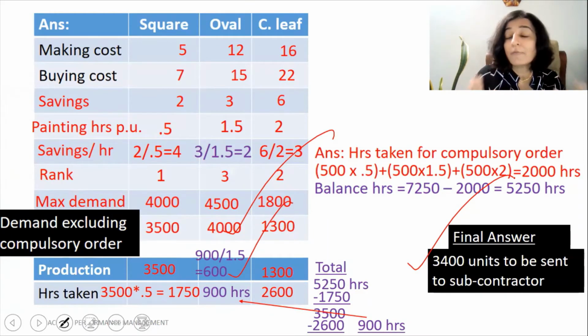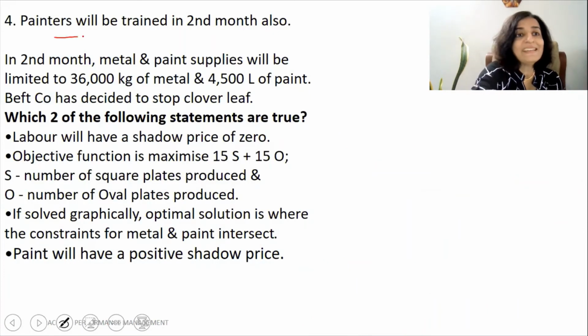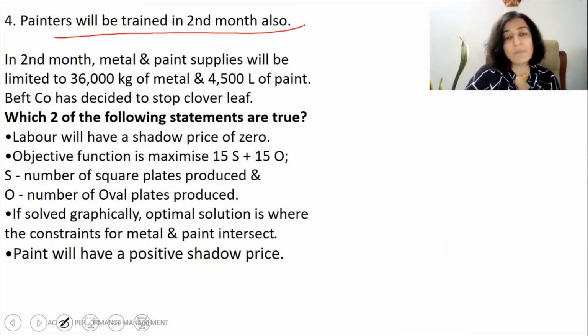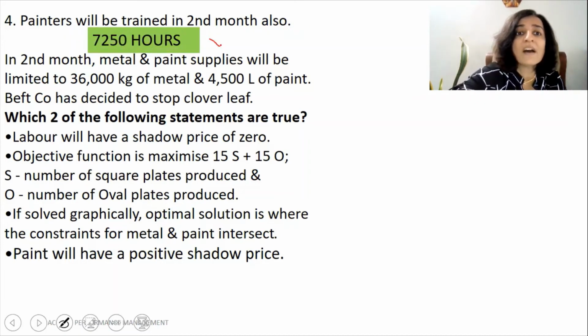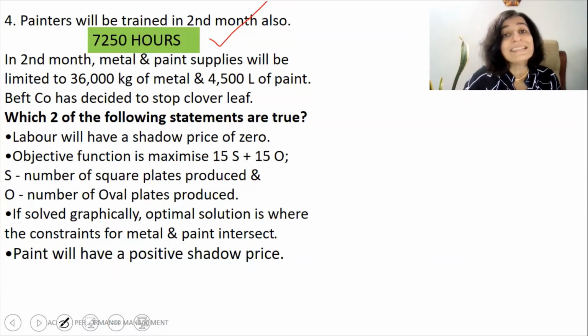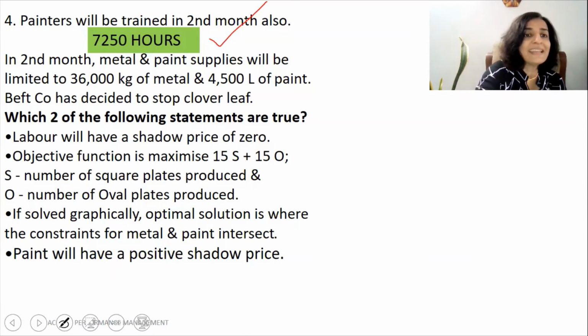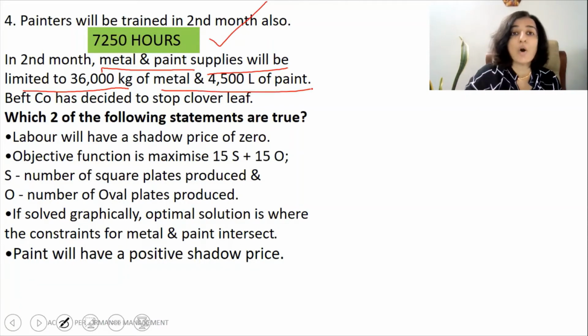Now moving to subpart 4 of the question. Painters will be trained in the second month also, which means that we are going to have limited labor hours for painting in the subsequent month also. What was the limited labor hours for painting which was given in the question? It is 7,250 hours. So even in the second month, we are faced with the limiting factor for the painting labor hours. In the second month, metal and paint supplies will be limited to 36,000 kg of metal and 4,500 liter of paint. So we've got 2 additional limiting factors.